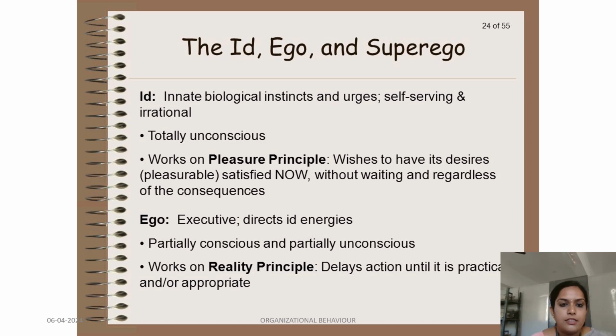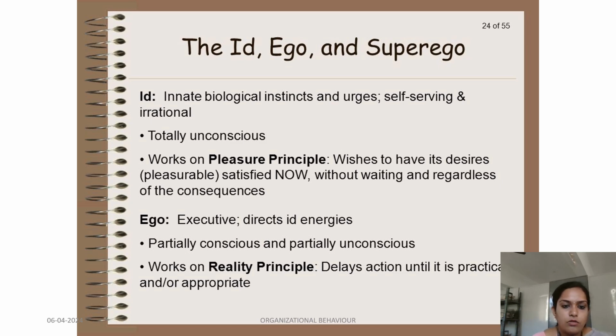The first one is the id stage. It is innate biological instincts and urges, self-serving and irrational. It is totally an unconscious state. It works on the pleasure principle, wishes to have its desires satisfied now without waiting and regardless of the consequences.